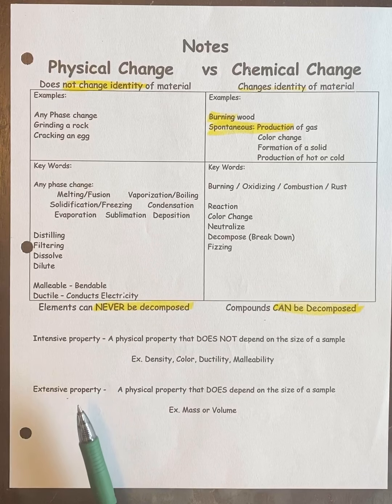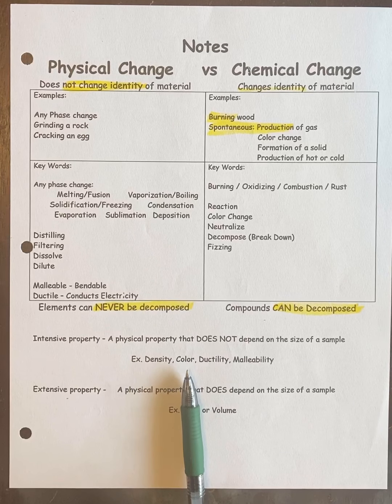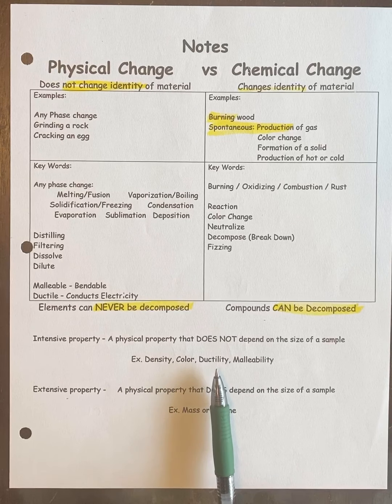And that's really the difference between extensive and intensive. Color: a little cube of silver will be the same color as a big cube of silver. Ductility: a little cube of silver could be pulled into a wire or conduct electricity the same way a big one could.